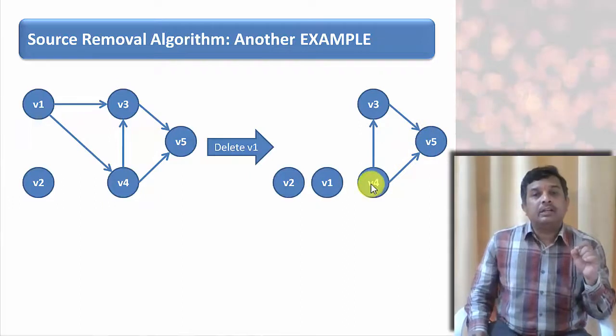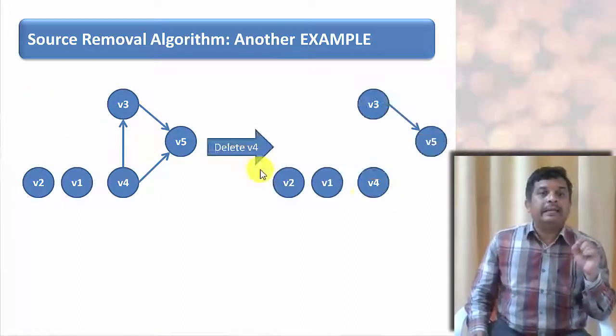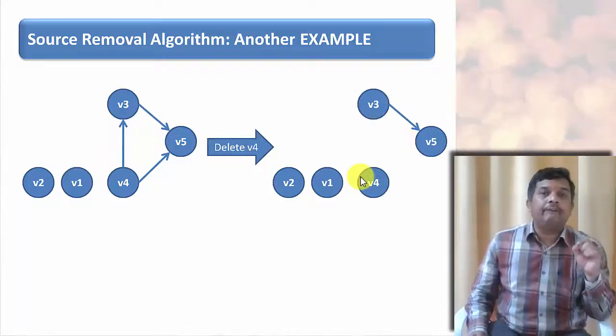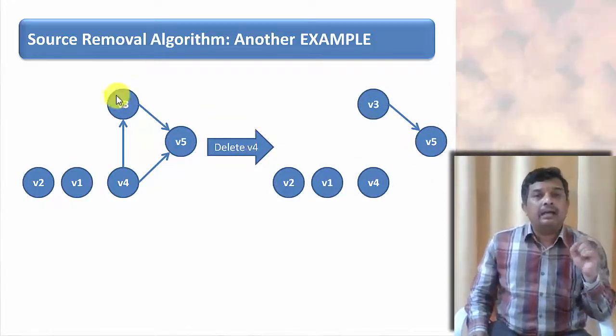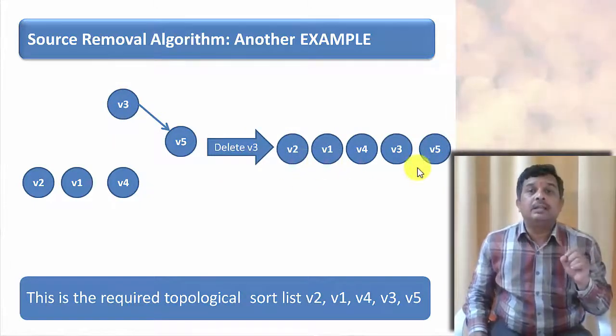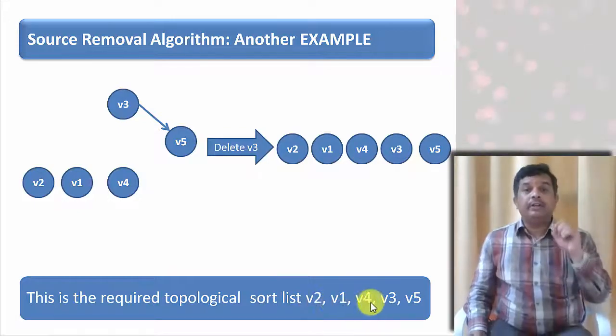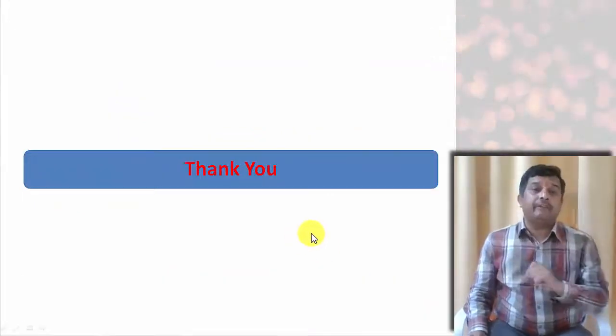Now vertex V4 doesn't have any incoming edge, so we delete vertex V4 and the graph will look like this. And there is no incoming edge for V3, so if we delete V3, this is the graph we get. So the required topological sort is V2, V1, V4, V3 and V5.